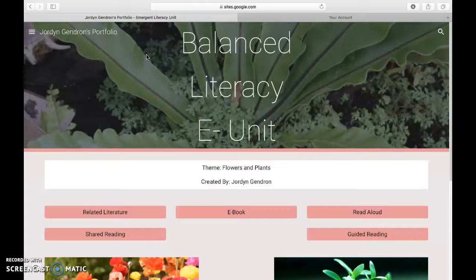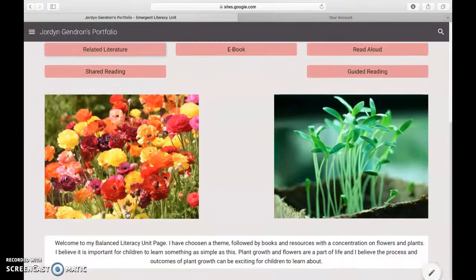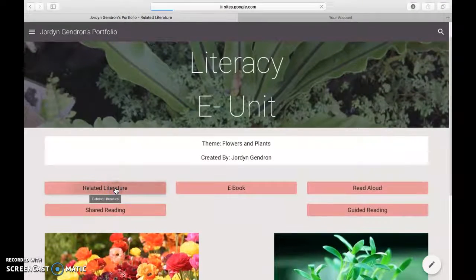There are a few different sections within my E-Unit that will greatly support the needs of all my students. The first section is labeled Related Literature. And this is my first page. Here's my related literature.